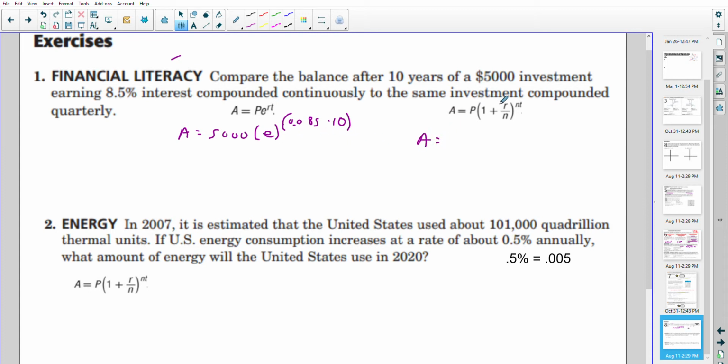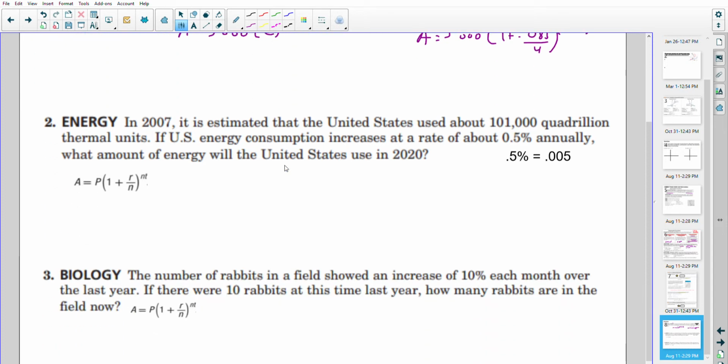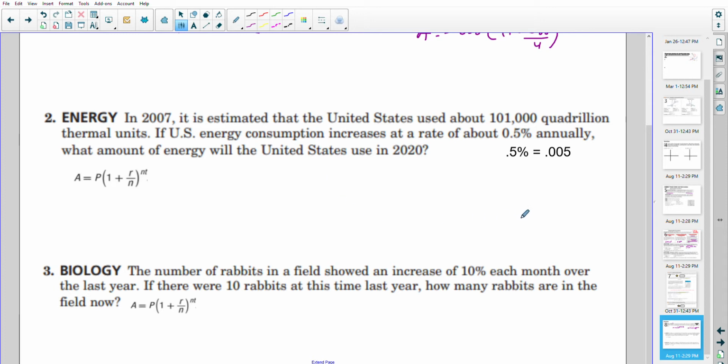On the second one, it says compounded quarterly, starting with the same amount, 5,000, and the rate is the same. Quarterly means 4 times in a year, so it's going to be 4 times 10, where 10 is the number of years, and again putting that in parentheses. Comparing the two, you're going to see compounding continuously means it's continuous every millisecond, and therefore it's compounded more often, and this is going to be a larger number as it compounds on itself more often.